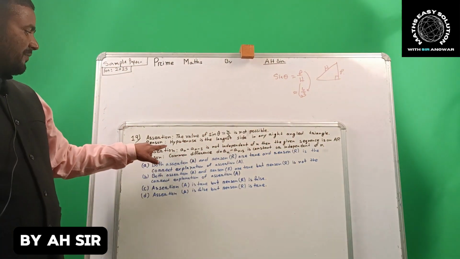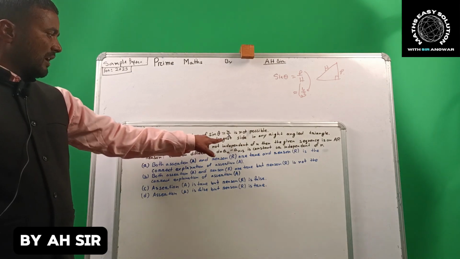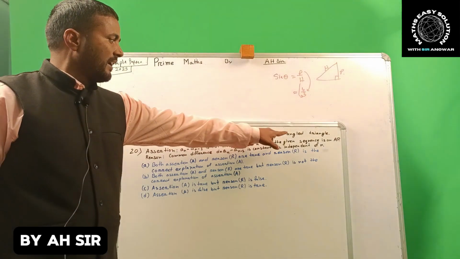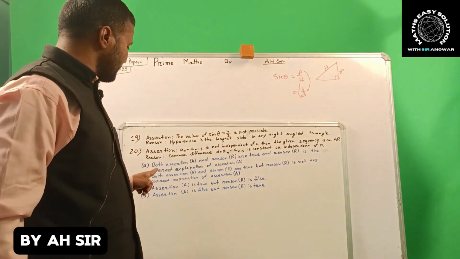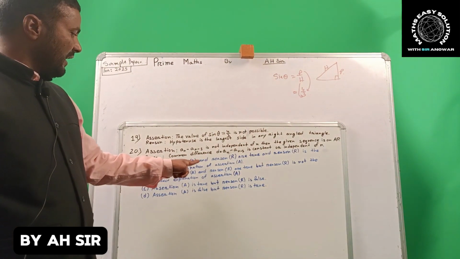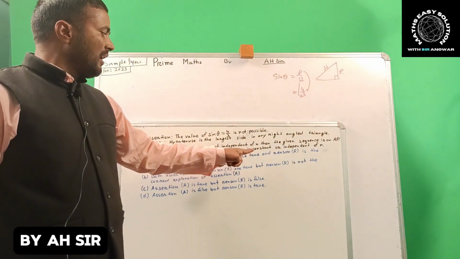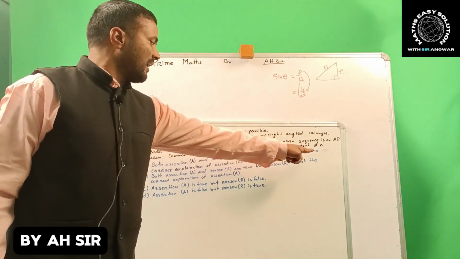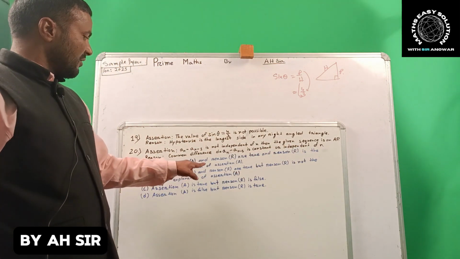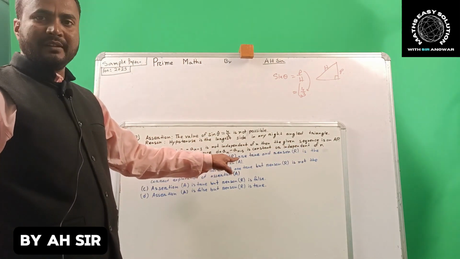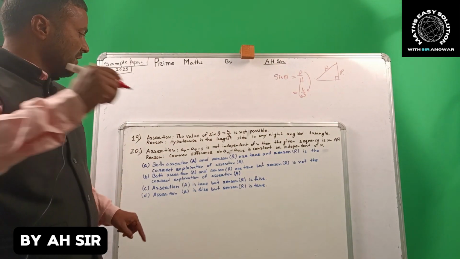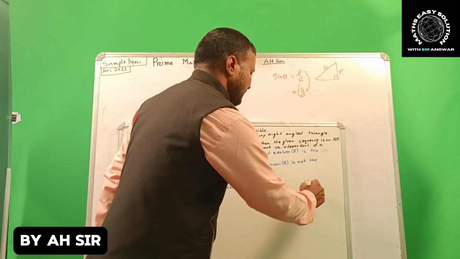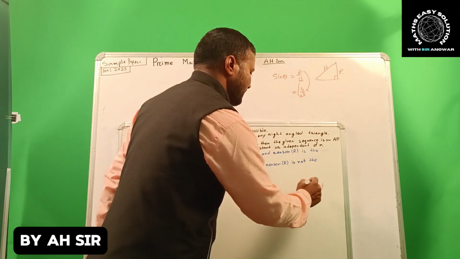Now the reason, you see, hypotenuse is the largest side in any right angle triangle. This is also correct. So both are correct. Which option you see? Both assertion A and reason R are true, and reason R is the correct explanation of assertion A. So for number 19, option A is the correct answer.